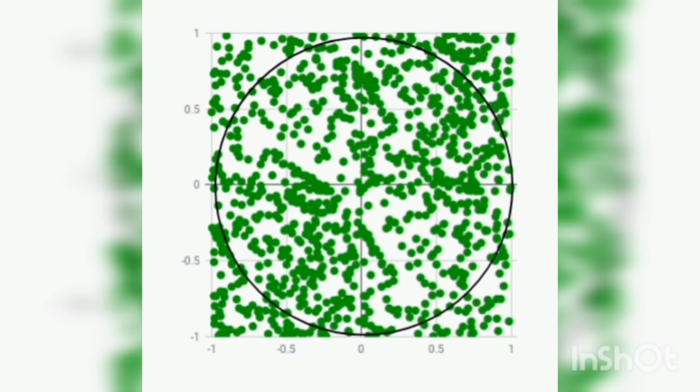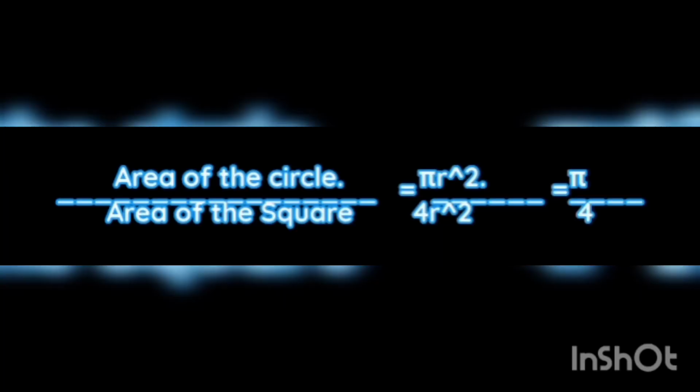Now, randomly generate a large number of points (x, y) that lie within the square, and count the number of points that also lie within the circle. The ratio of the number of points inside the circle to the total number of points generated is an estimate of the ratio of the area of the circle to the area of the square, which is pi/4.